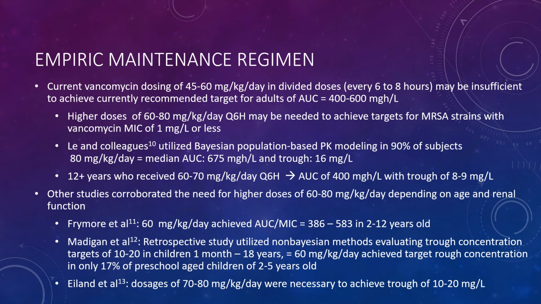And also, in patients 12 years and older receiving 60 to 70 mg per kg per day every 6 hours, you can see that the AUC is 400 and the trough is 8 to 9. Other studies are also saying that there's a need for higher doses of 60 to 80 mg per kg per day, and this of course depends on the age and the renal function as listed in those 3 studies below.